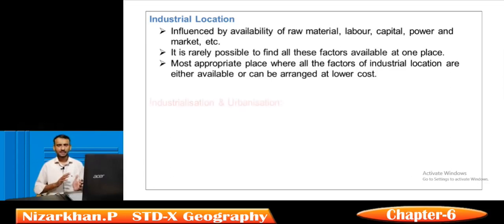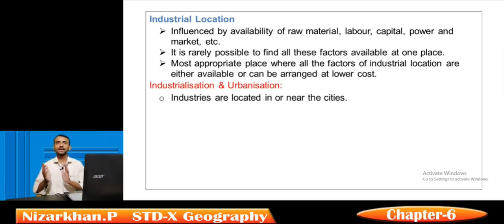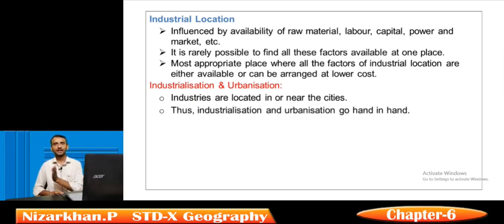Then, industrialization and urbanization go hand in hand. Why? Industries are located in or near the cities. Most of the industries are located in or near the cities. So automatically industrialization and urbanization go hand in hand.